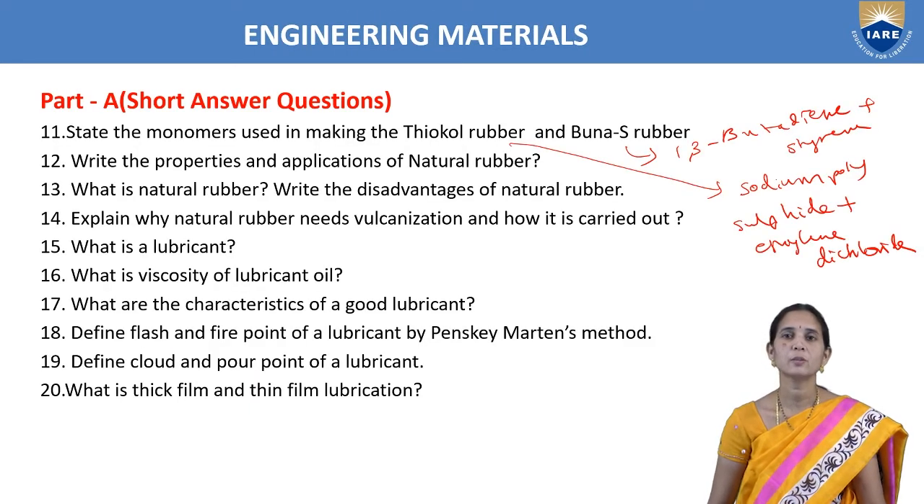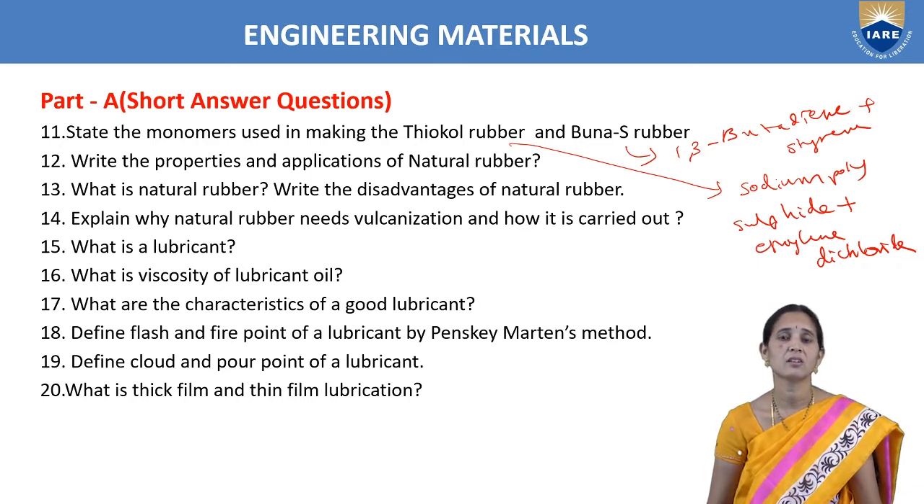So next one, write the properties and applications of natural rubber. What are the properties of natural rubber? Natural rubber we cannot use at a high temperature. We can write the temperature 10 degrees centigrade to 60 degrees centigrade. It is a soft rubber. It is not resistant to chemicals. It is not resistant to atmospheric conditions. It cannot bear the load when we are applying heavy load. Applications of natural rubber, we can manufacture toys, tires, cushions, pillows, etc.